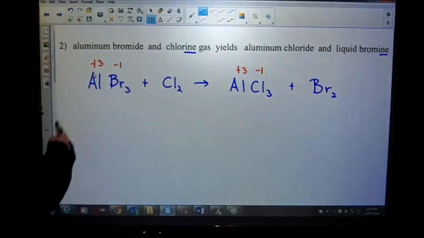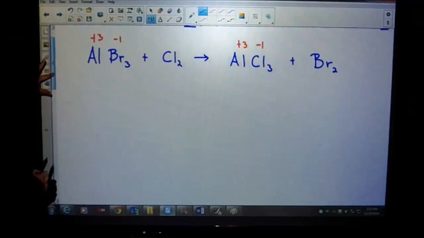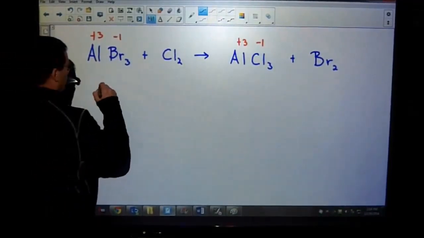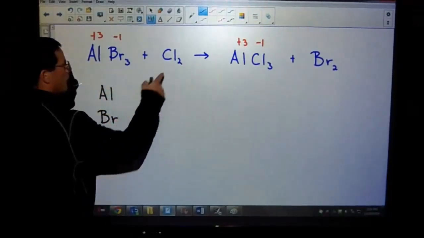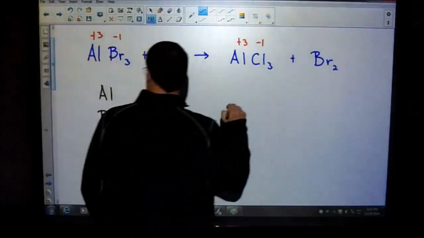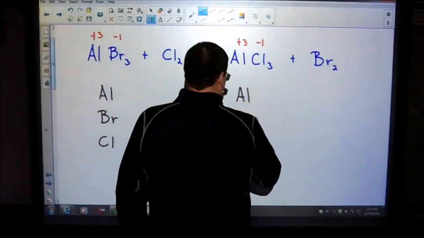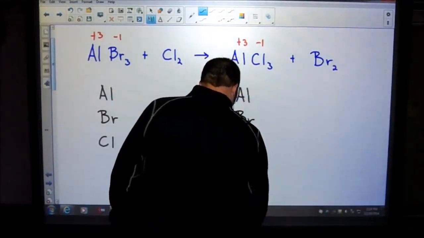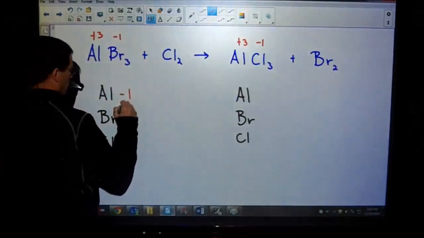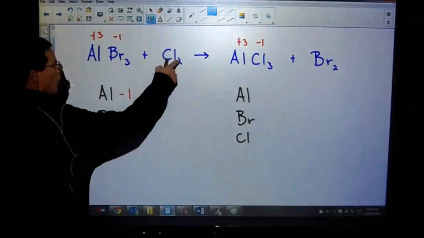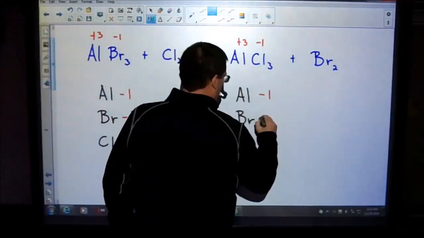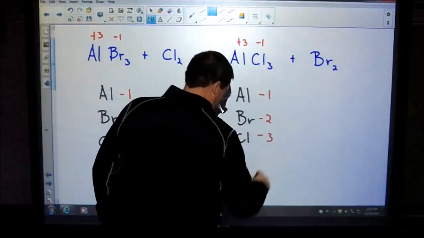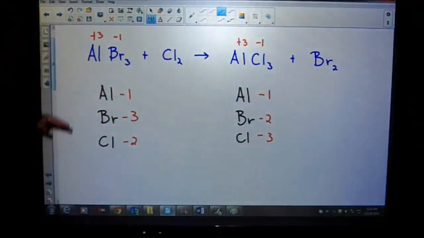All right, so now that we have our equation written out correctly, let's focus on the inventory. We have aluminum, bromine, and chlorine. Over here, let's put it in the same order: aluminum, bromine, and chlorine. Now let's get our numbers. We have 1 aluminum, 3 bromine, 2 chlorine. On this side we have 1 aluminum, 2 bromine, and 3 chlorine. So in this case the aluminum is quite happy.